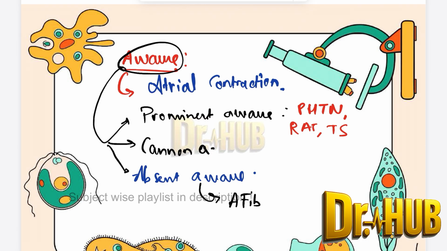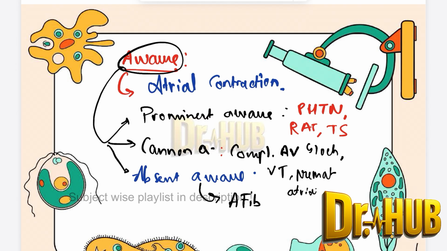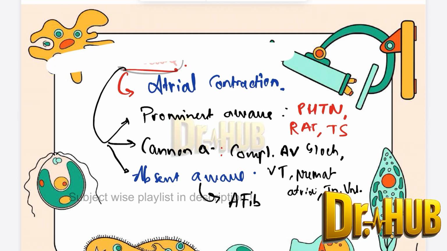Cannon A waves include a complete AV block, or they may be due to VT, that is ventricular tachycardia, or premature atrial, junctional and ventricular beats. So this is all about the A wave.